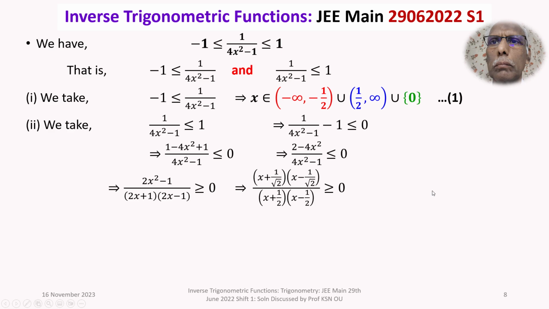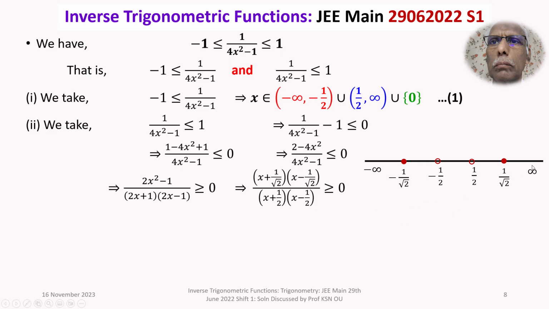Write down the critical points in the increasing order. And that is minus infinity, minus 1 by root 2, minus 1 by 2, 1 by 2, 1 by root 2, infinity. Right? These are the critical points in the increasing order.